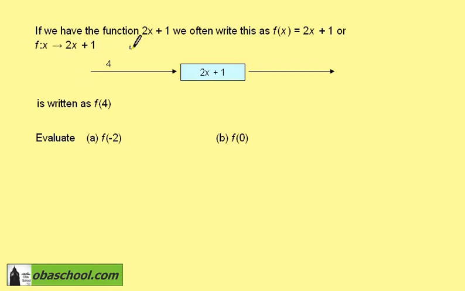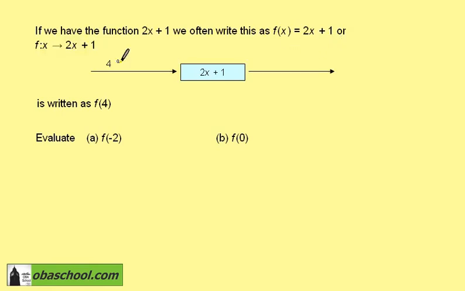Suppose we have the function 2x plus 1, which we met in the introduction. We often write this, rather than using a diagram, as f of x, which reads function of x, is equal to 2x plus 1. The x is the number that's input, so whichever number is input has 2 multiplied by it, and then we add 1.